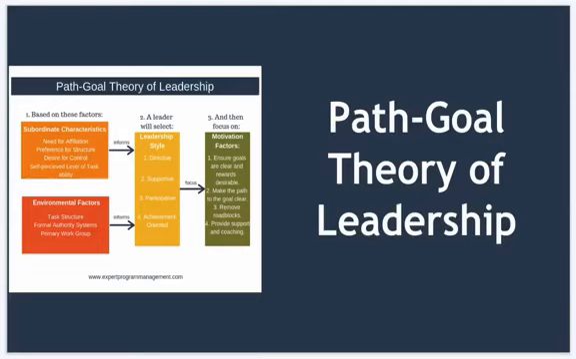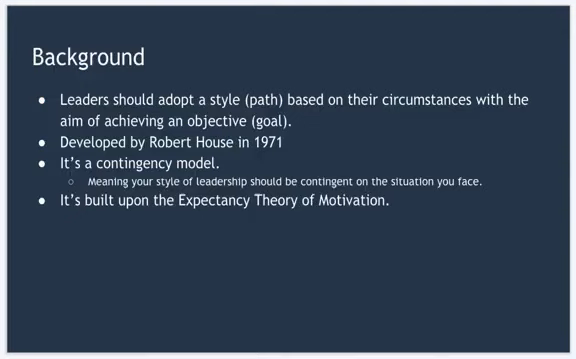Hello and welcome to today's lesson where we're looking at the path-goal theory of leadership. Now, the model basically proposes that a leader should change their leadership style depending on their situation. So the leader will adopt their style, or the path as the theory calls it, based on their circumstances with the aim of achieving an objective, or a goal as it's known in the theory.